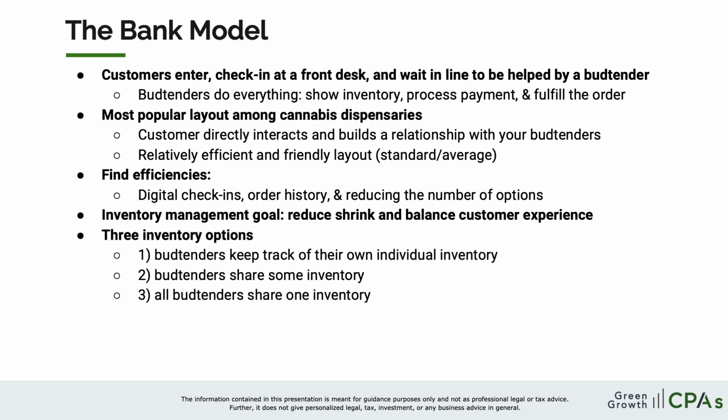So first, you have three options in this model. Number one, bud tenders keep track of their own inventory individually. Number two, they maybe share some inventory between a few bud tenders. You know how we had that L shape? Maybe one side has a set of inventory and the other side of that L has its own inventory. Or three, everyone shares one central inventory. That was that lighter blue on the right side in the back of the store.